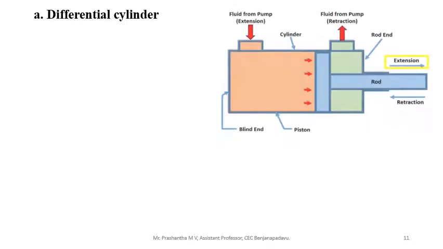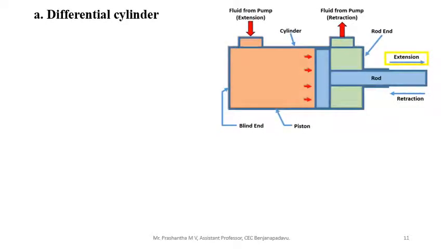Next is classification of double acting cylinder. Here, first type, differential cylinder. Look at this. Why it is called a differential cylinder means, it has a piston. The piston has only one rod at one side, and the other side is a free end.